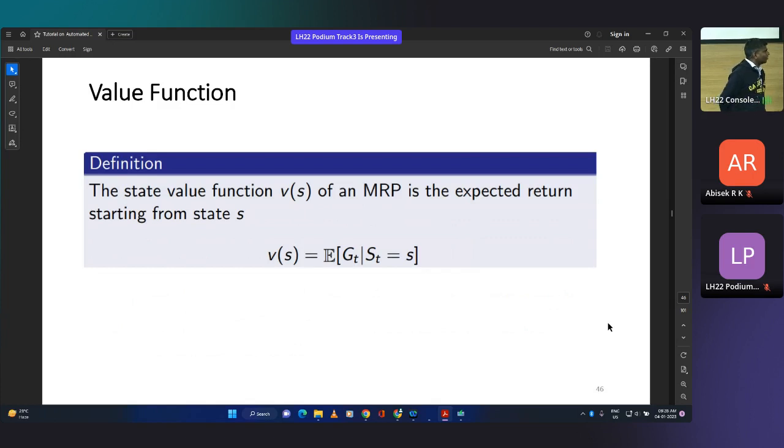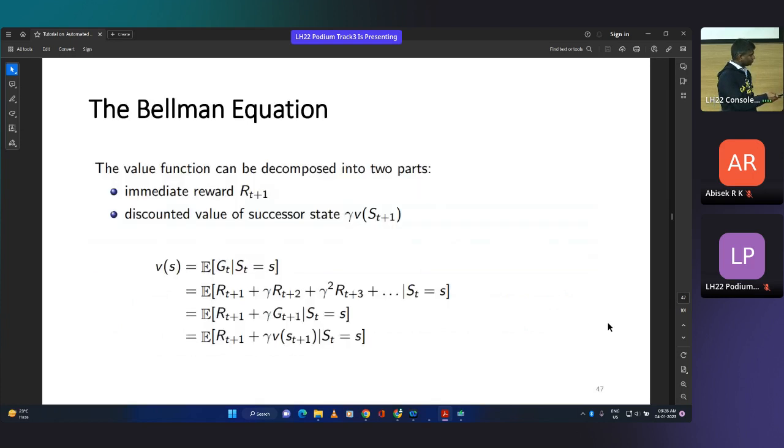This V is a value function, a state value function. It tells us that if you start from a particular state, how much accumulated return we will get. This function is governed by the Bellman equation. For a particular state, the return is equal to the immediate return plus the future discounted return.